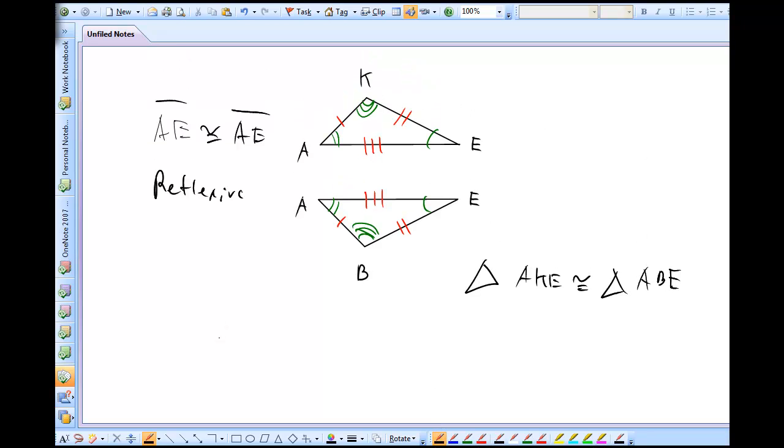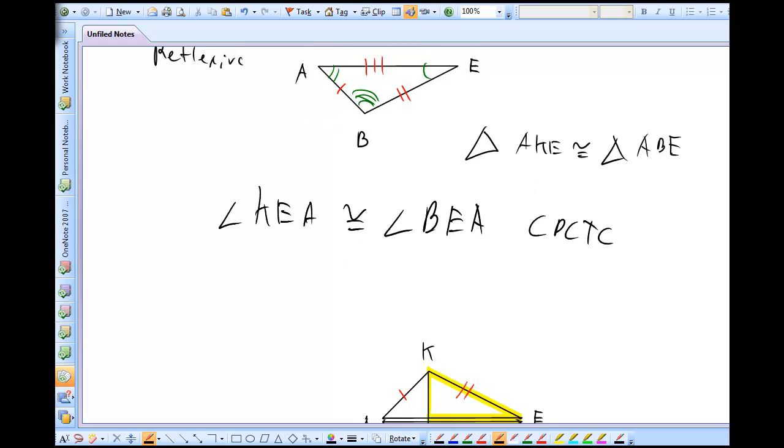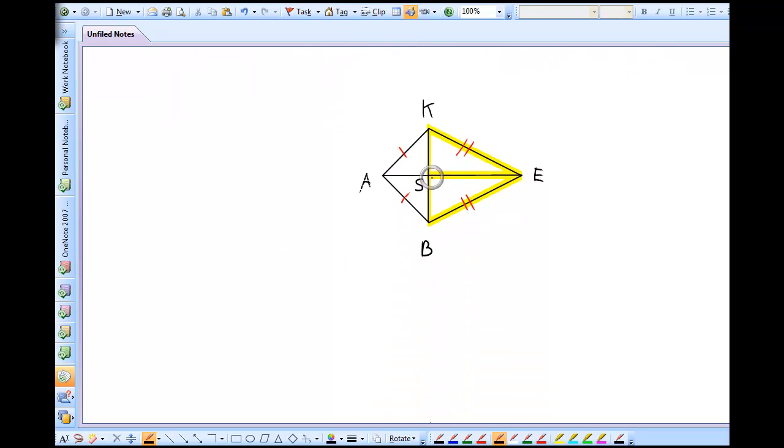I notice that angle KEA, which is the angle on the top triangle, the first one I list, is congruent to angle BEA. And the reason I know that is because the triangles they're a part of are congruent. So you would use corresponding parts of congruent triangles are congruent for your reason there. Now that I have that, I can get back towards saying that S is the midpoint of KB.